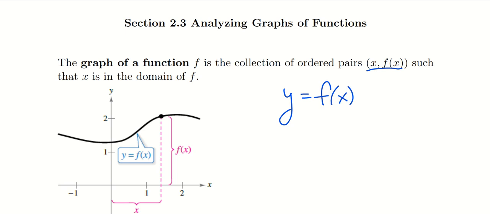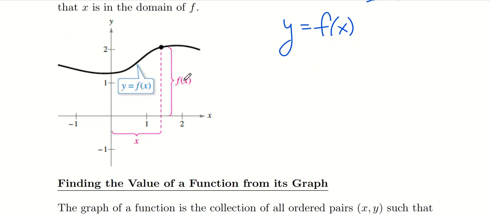So kind of like what you've seen in the past, where a lot of the graphs you've done, whether they be lines or other objects, were of the form y equals. Now that we're working with functions, instead of calling it y, we use the functional notation f of x. The way this works, for example, is we're going to be able to find the value of a function from its graph if you pick any x value.